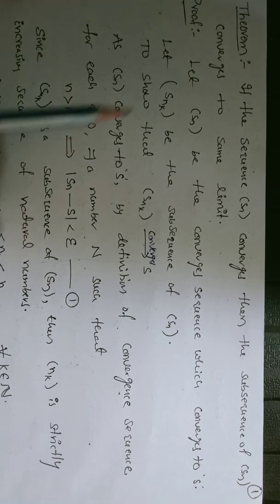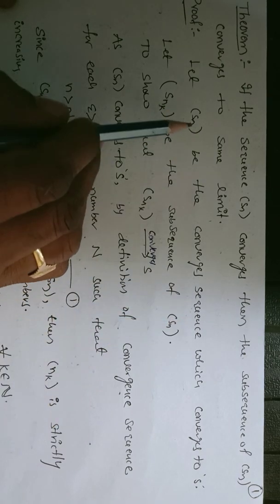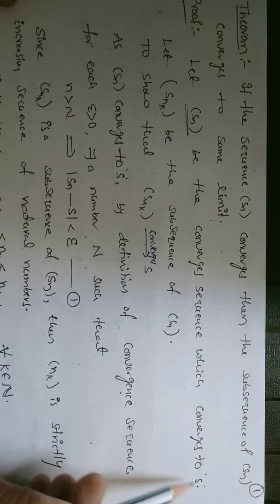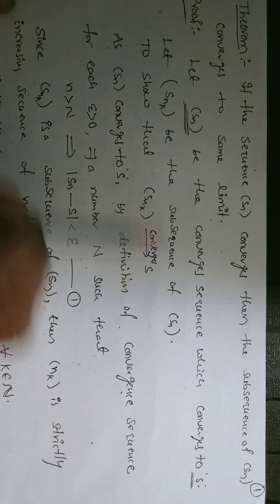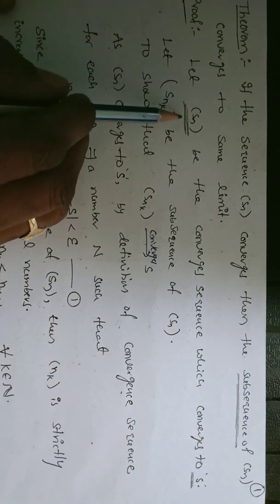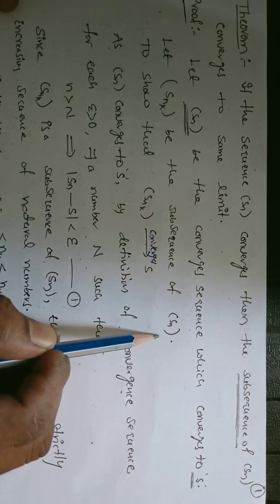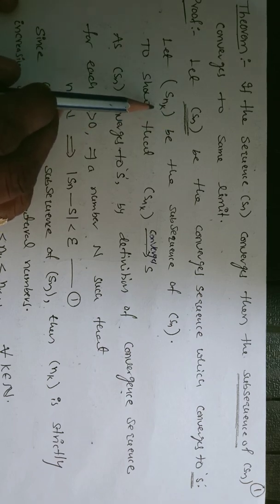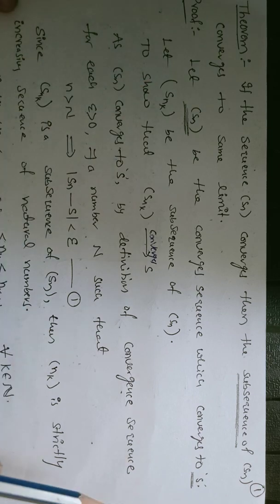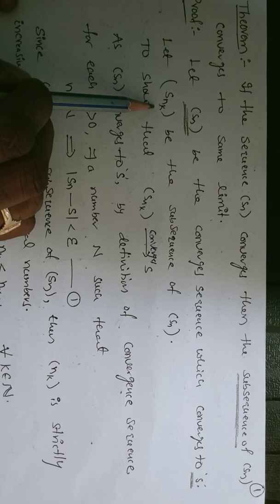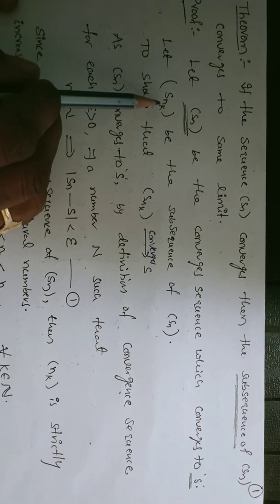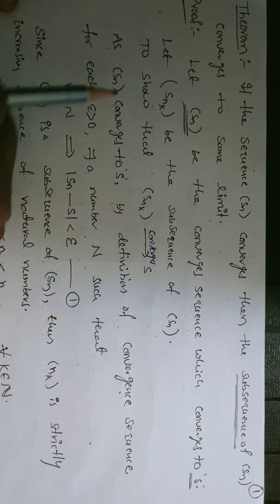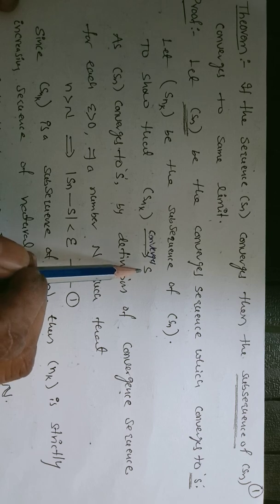In this theorem, sequence Sn is a convergent sequence. I am assuming the sequence Sn converges to a real number S. And we also assume Snk is a subsequence of the sequence Sn. Already we know, suppose Snk is a subsequence of Sn, it satisfies some condition: nk is a strictly increasing sequence of natural numbers. Then Snk is called a subsequence of Sn. Now we are going to prove that the subsequence Snk converges to the limit S. This is our main aim in proving this theorem.